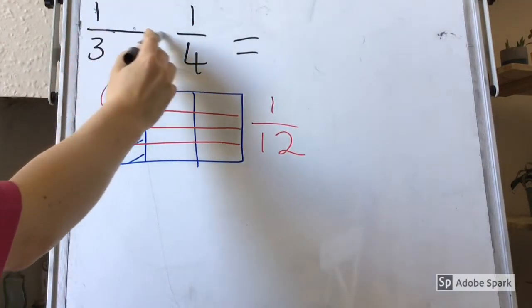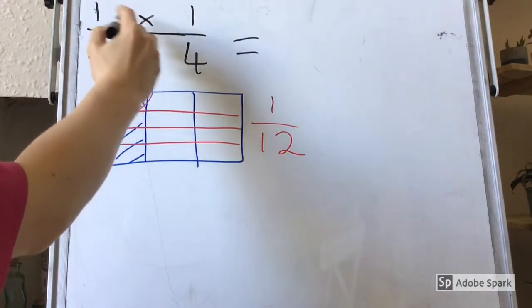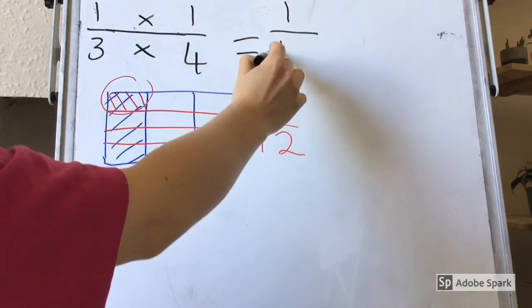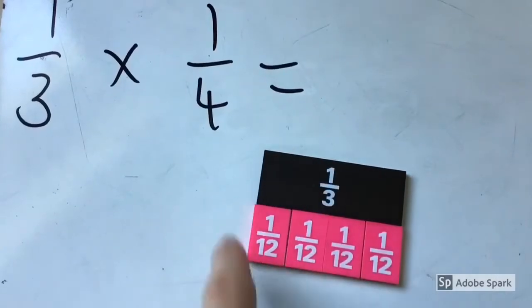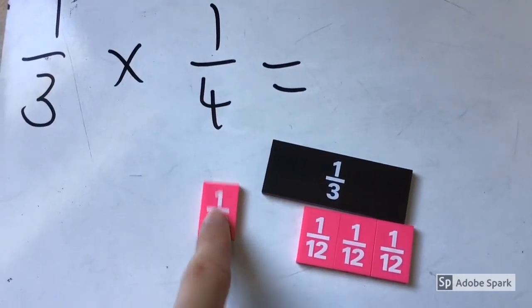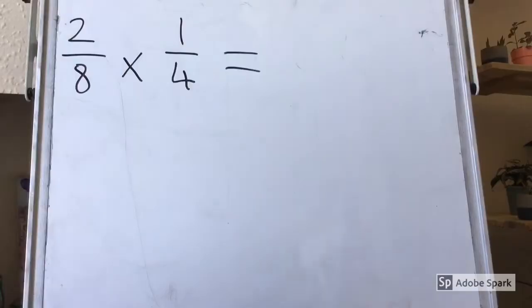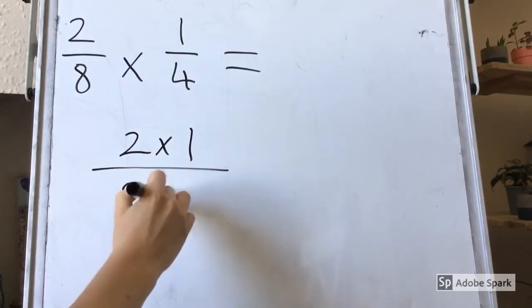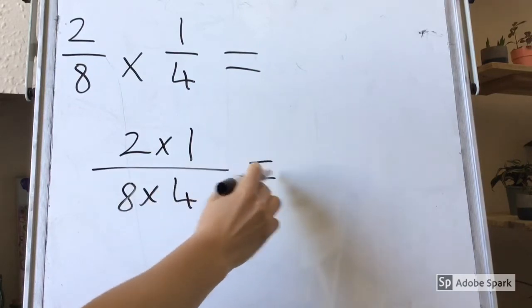We can also see this when we follow our numerator times numerator, denominator times denominator rule. 1 times 1 is 1, and 3 times 4 is 12. Here we can also see that 1/12 is a quarter of 1/3. Here's an example to have a go at. Remember to follow the rule, numerator times numerator, denominator times denominator.